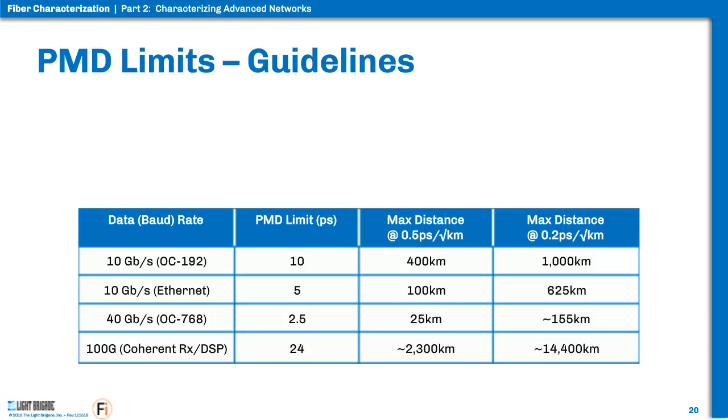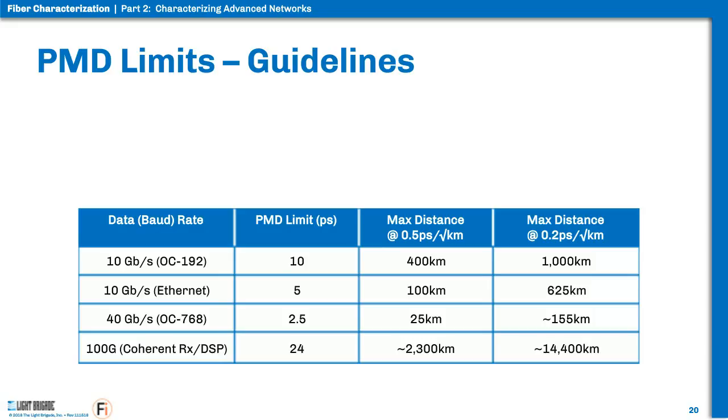I don't think I mentioned it on the CD slide, but you can see here the PMD limits: 10 picoseconds at 10 gig SONET, 5 at 10 gig Ethernet, 2.5 at 40 gig, and 100 gig coherent is actually 24, so you can see it's much higher. On average, it's about 4 times more tolerant on 100 gig systems than in these other systems, and it's very limited in some of these.